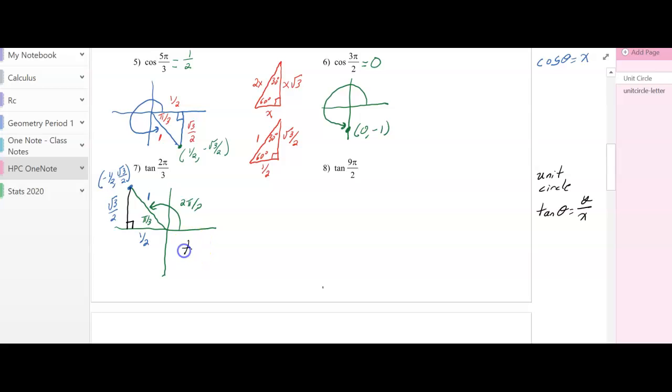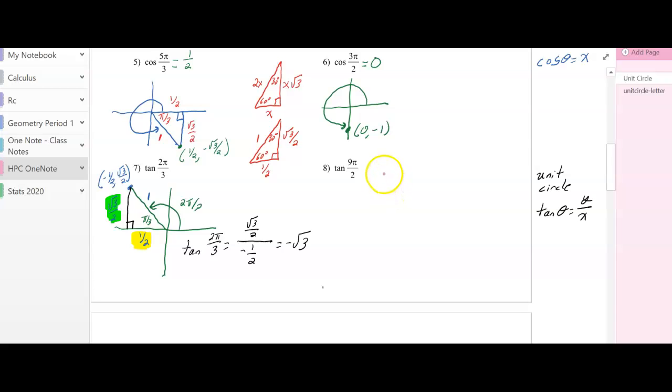So the tangent of 2π/3 is the y-coordinate, which is √3/2, divided by the x-coordinate, which is -1/2. The 2's reduce out, so you get -√3. If you wanted to use the opposite, which I'm highlighting in green, divided by the adjacent, which is the 1/2, just make sure you include the -1/2 because the x-coordinate is going to the left.